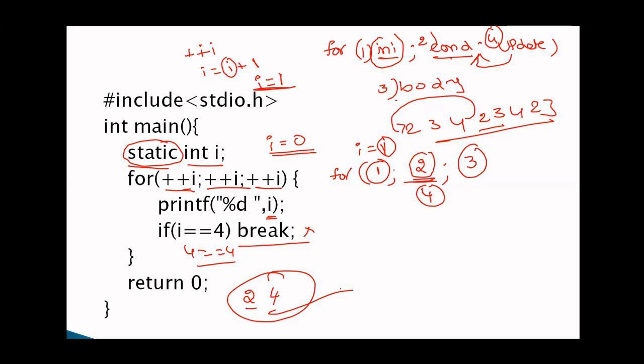So analyze carefully. Every non-zero number is true. If it is true, we enter into the body of the loop. Okay, a simple example.